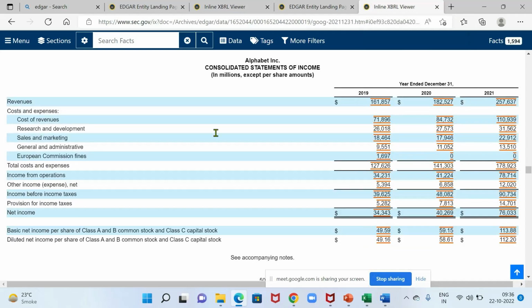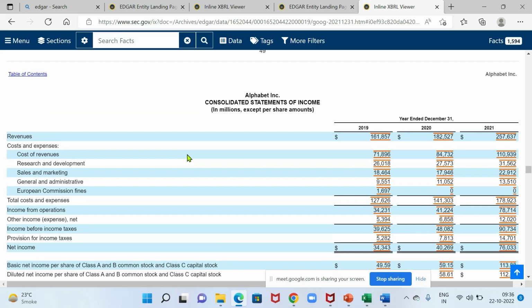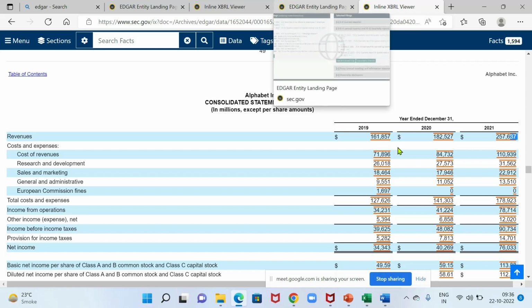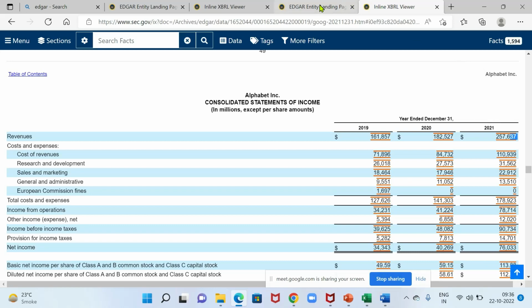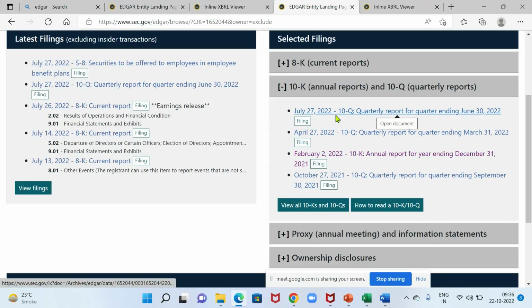Now see, for Google, I have this number in the 10K as of December 31st. So 257 billion is what Google generated, but this is for December. When I'm doing a comparison, I have to be certain that it is an apple to apple comparison. So to make those numbers reflect the same period, that is June 30, 2022, I'll have to open a 10Q over here.